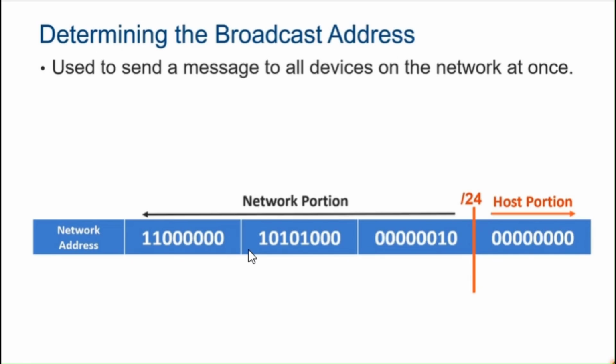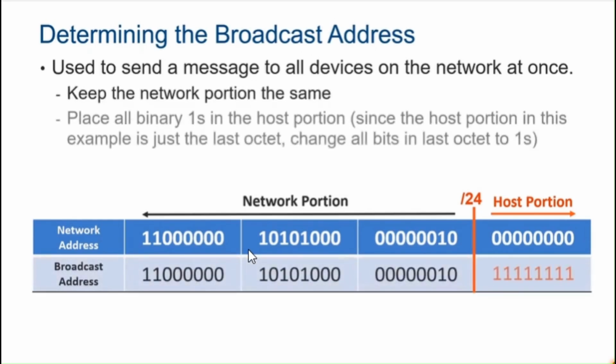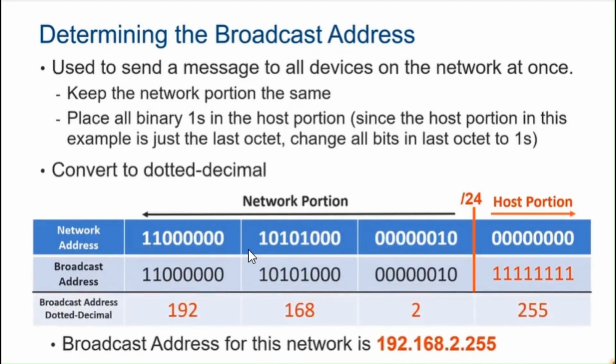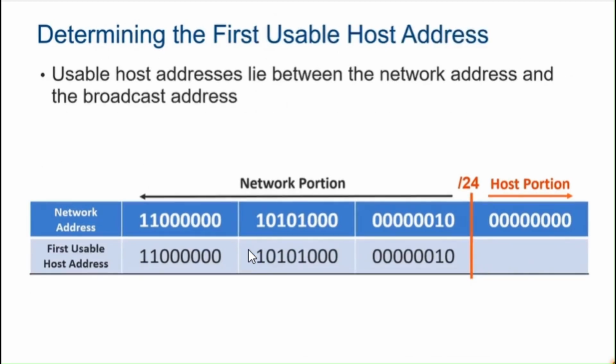Now let's determine the broadcast address for this network, which is used to send a message to all devices on the network at once. Whereas the network address had all binary zeros in the host portion, the broadcast address will have all binary 1s. Since the host portion in this example is just the last octet, to determine the broadcast address, we keep the network portion the same and change the host portion to all binary 1s. This results in a broadcast address of 192.168.2.255.